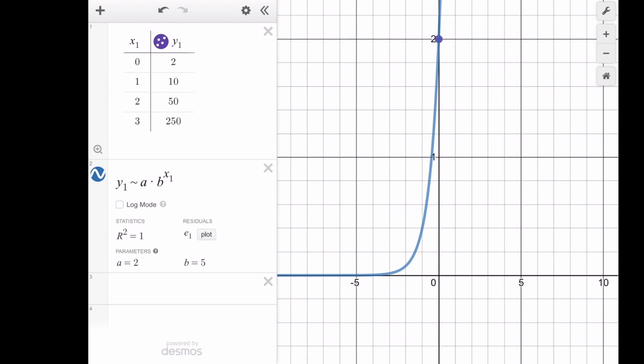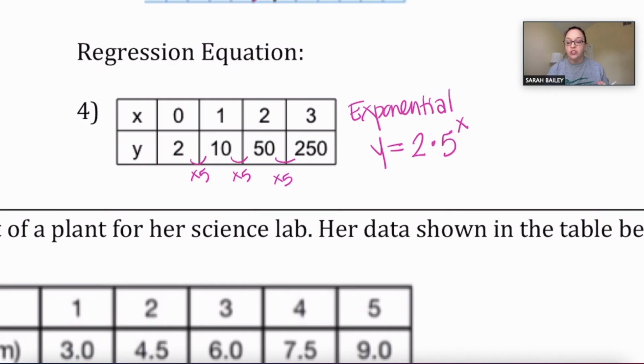So here in the exponential regression equation, it gives me the R squared. That is going to be the residual for this, and it's 1. Remember that 1 is the best it can possibly be. So this is a perfect fit for this line, for this scatter plot rather, this data.